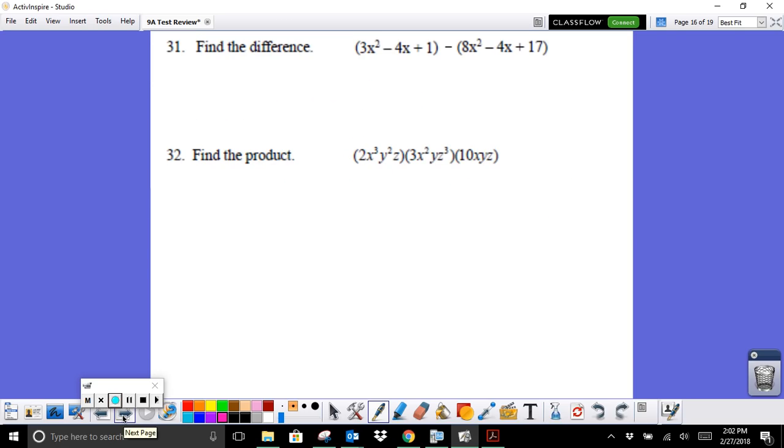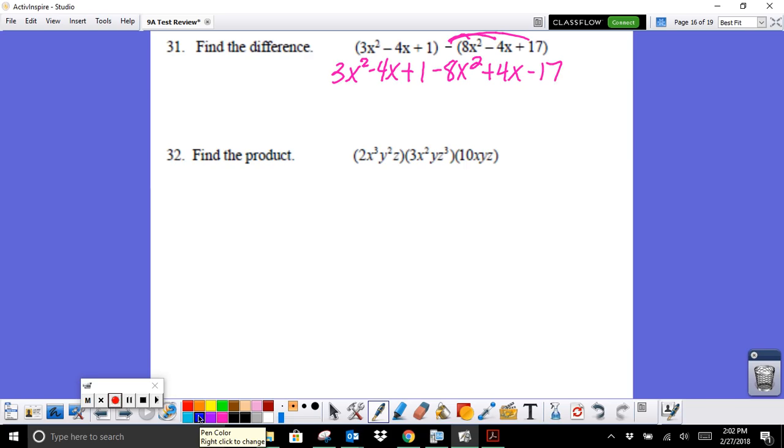31, find the difference. All right, so a lot of y'all missed this when we tested over this. You're going to have to distribute that minus sign. Okay, so I have 3x squared minus 4x plus 1, and I need to distribute the minus sign. So I have minus 8x squared plus 4x minus 17. Now when you distribute that minus sign, you're done with the parentheses.